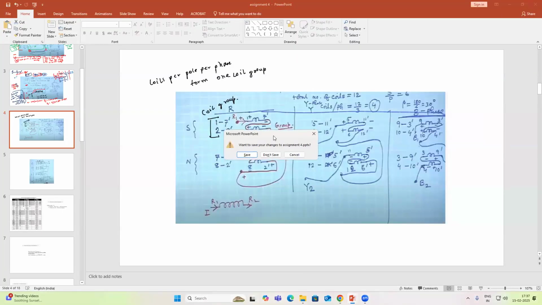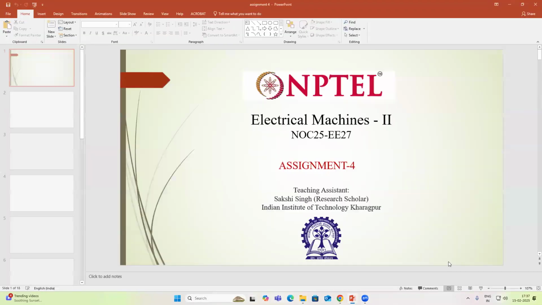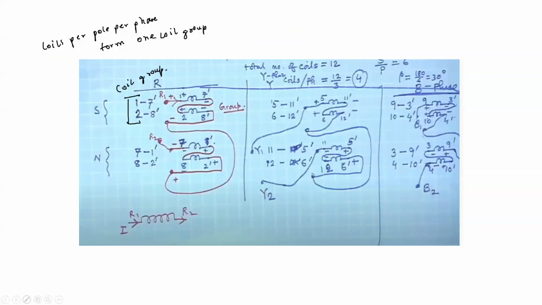okay, this problem is coming whenever I'm going somewhere else. Okay. So now this is the case.